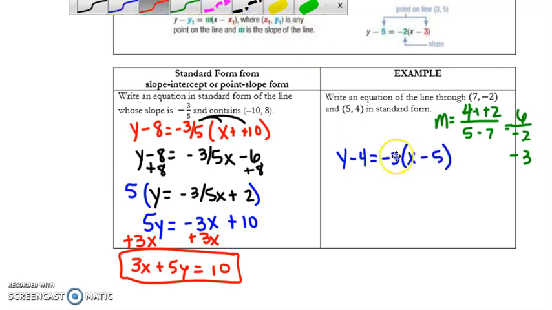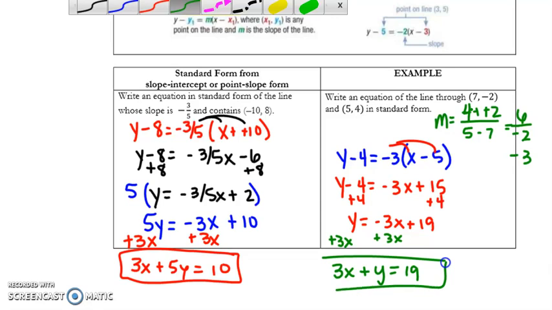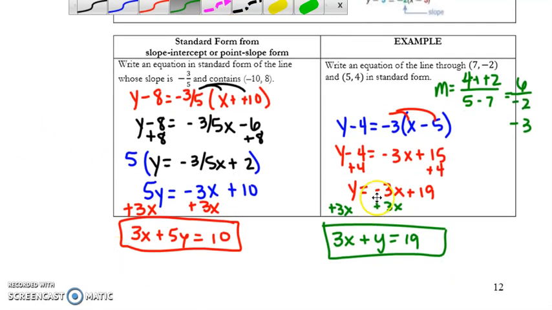And then we're going to go ahead and distribute. So y minus 4 is equal to -3x plus 15, adding 4. So y equals -3x plus 19. And then our last step is to get the x over to the other side, because we don't have any fractions. We don't have to deal with those. We're just going to get x and y together on the same side. And x is positive, so we are good. There is standard form from slope-intercept form.